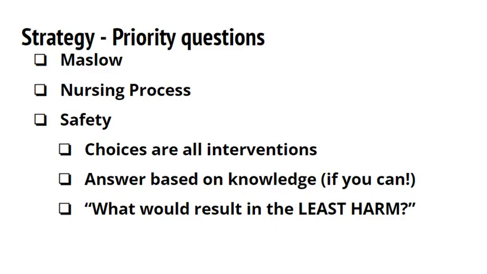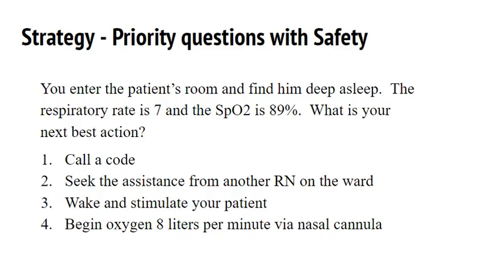Do one thing and leave. If there's only one thing that I can do for this patient, what would it be? What would it be that I could do for them before I leave the room? Let's go ahead and take a look at how that's going to look. So here we have a question about safety. You enter the patient's room and find him deep asleep. The respiratory rate is 7 and the pulse ox is 89. What is your next best action? Priority question focused on safety. So let's take a look at these answer choices.